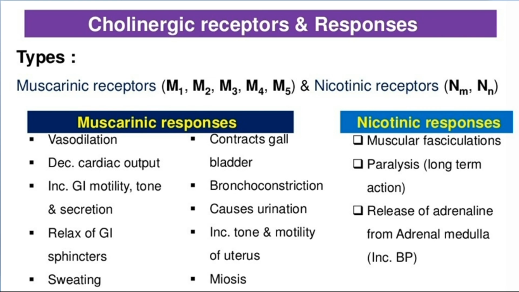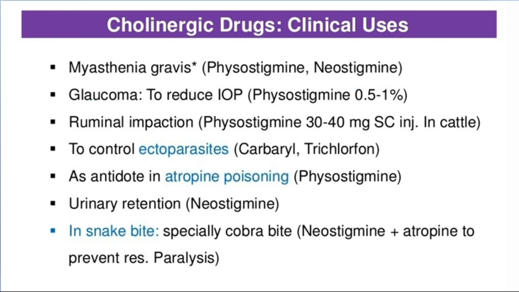Muscarinic responses are vasodilation, decreased cardiac output, increased GI motility, tone and secretion of GIT, then relaxation of GI sphincters, sweating, contracts gallbladder, bronchoconstriction, causes urination, increased tone and motility of uterus, miosis. Nicotinic responses include muscular fasciculations, paralysis, long-term action, release of adrenaline from adrenal medulla. It leads to increased blood pressure.